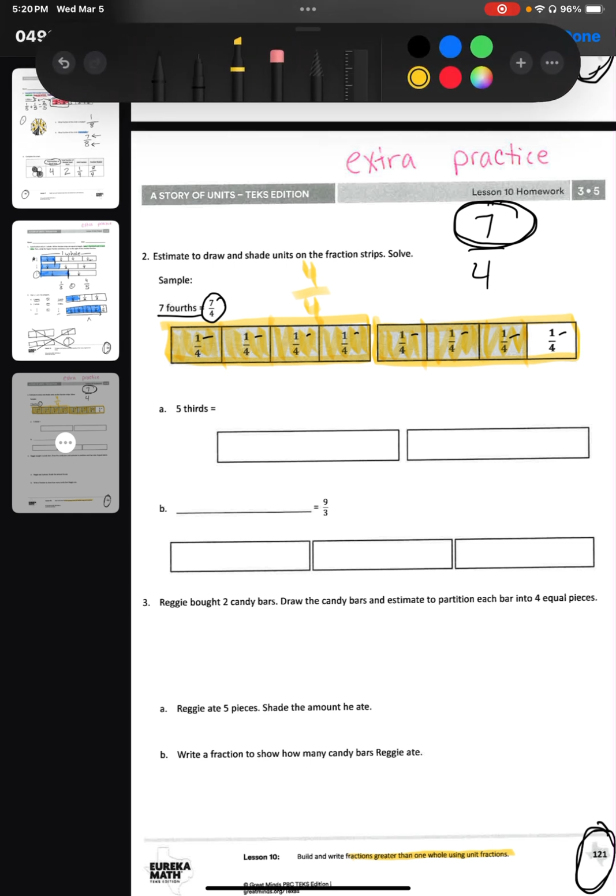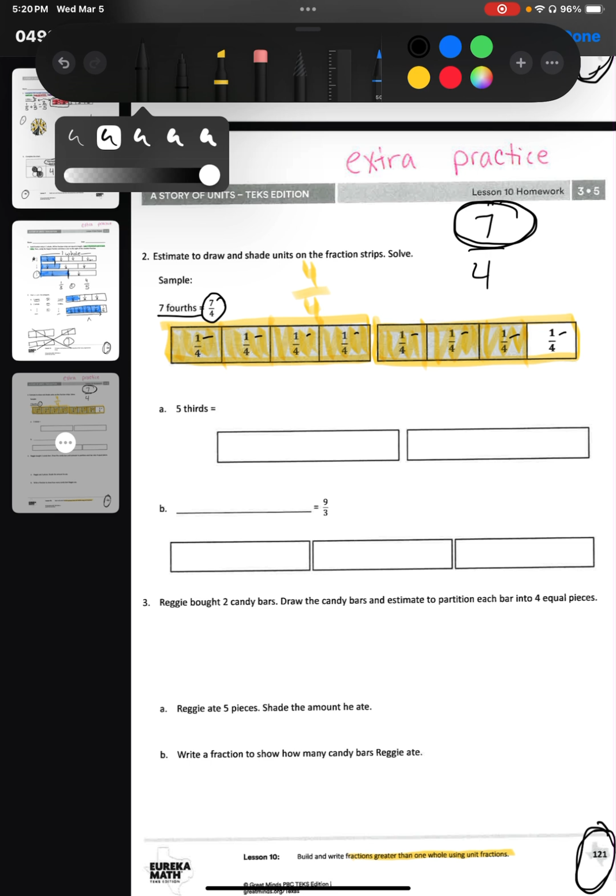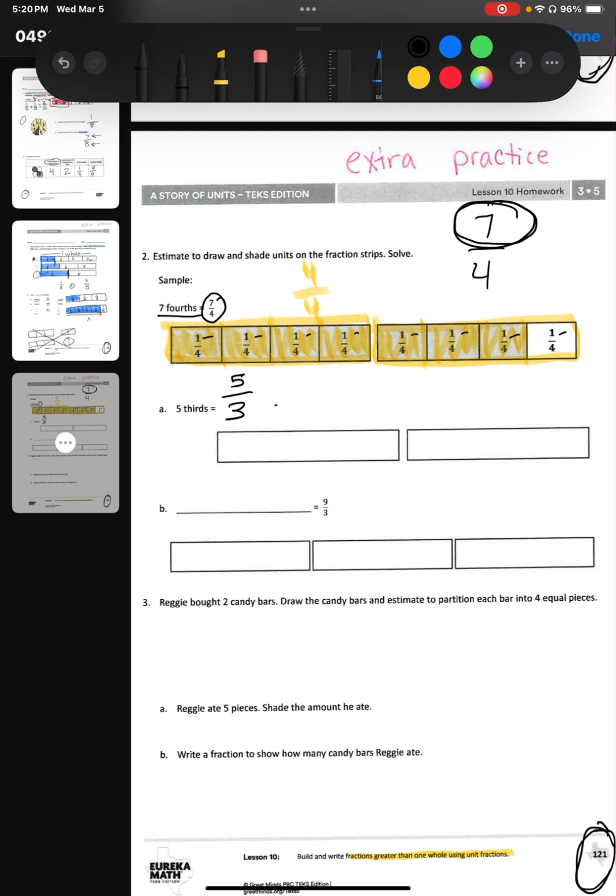Let's look at A. It's written in unit form. It says 5/3. Okay. The bottom number is going to tell me how many sections to divide these models into each. I need each one to be divided into thirds. It's going to be 3 sections each. Let's go ahead and label each one with its value. Each little part is worth 1/3.